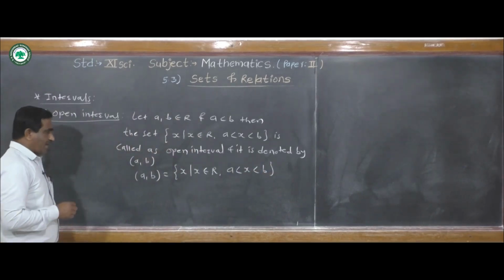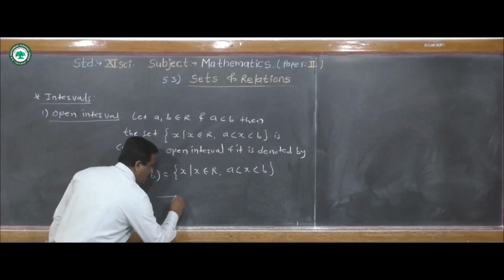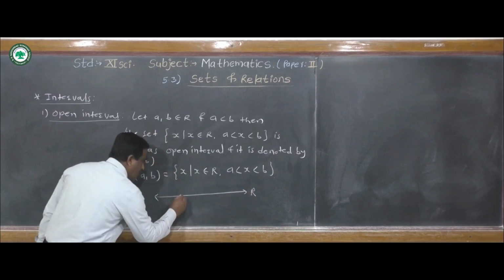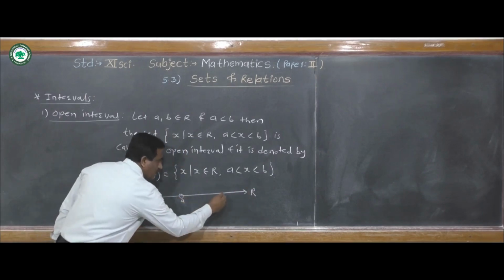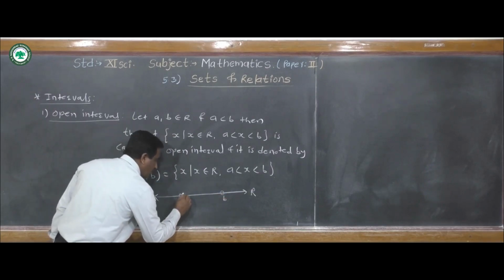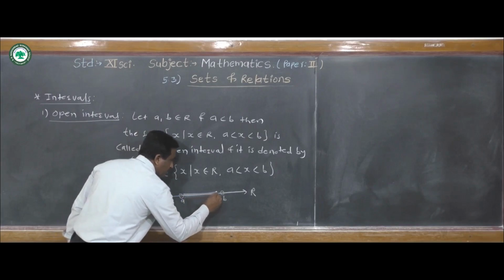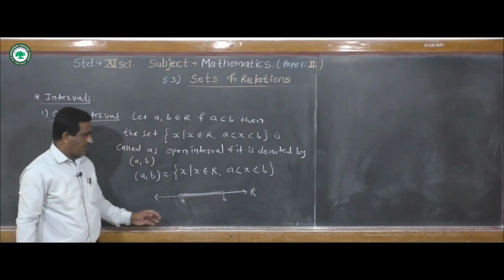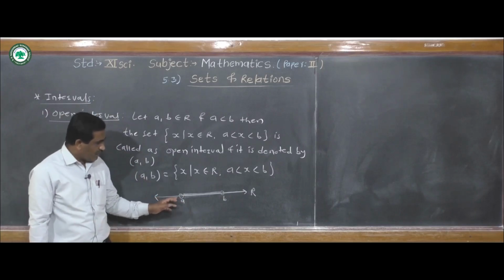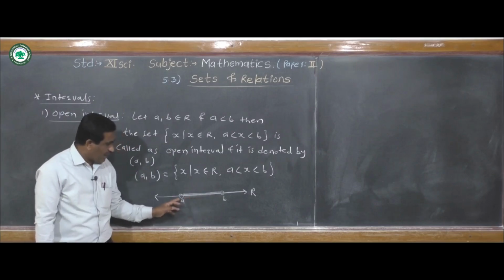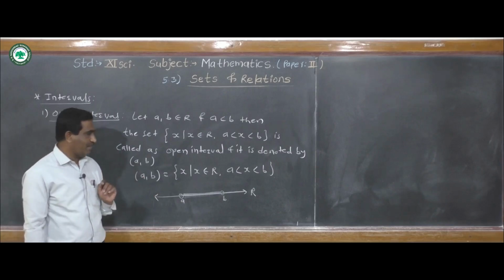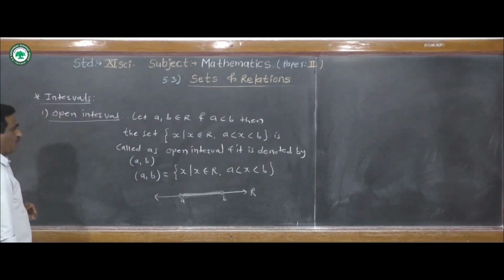Now graphically we can draw a number line. We take two points, point a and b. In this interval belong the numbers in between a and b. In the open interval (a, b), the numbers lie in between a and b. a is not included in the open interval, b is also not included in the open interval. Okay, now we see the next interval, closed interval.